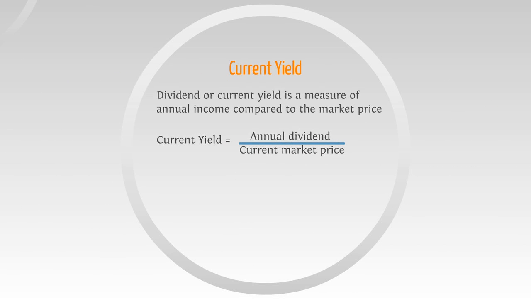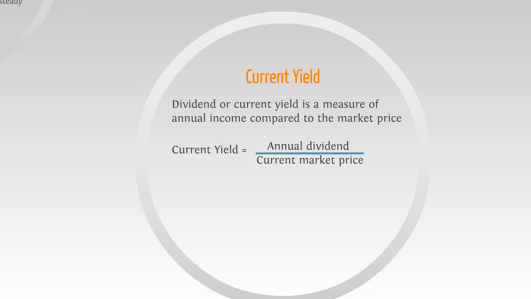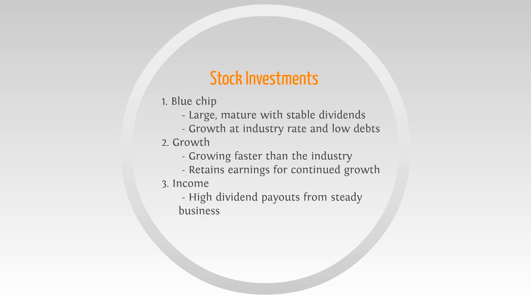We also have a current yield, which is a basic return calculation on the share. So you take your annual dividend payment that you've received and divide by the current market price, and that'll give you your current yield or basic return that you're getting on your shares.